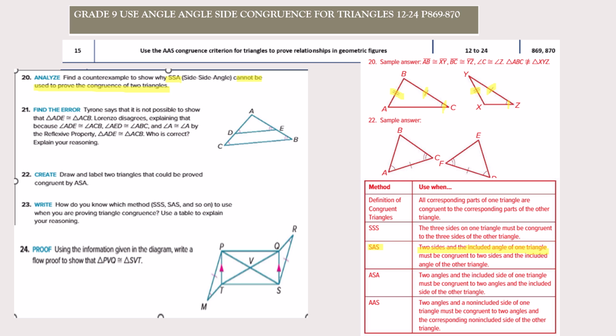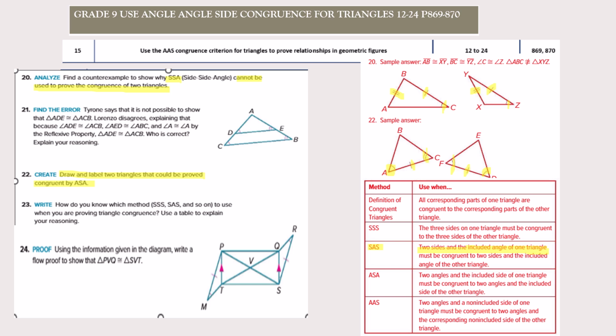And number 22, they ask us to draw and label two triangles that could be proved congruent by angle, side, angle. So here we have angle, side, and angle, right? So this is very simple, angle, side, and angle. So this would be able to get you full marks if you have the correct labeling done.